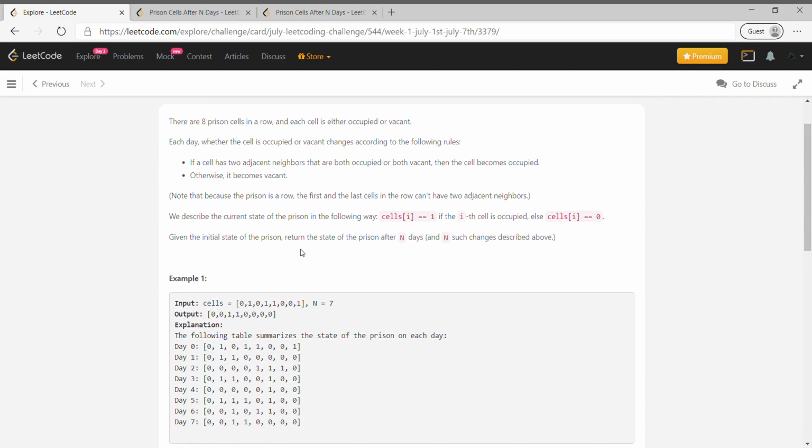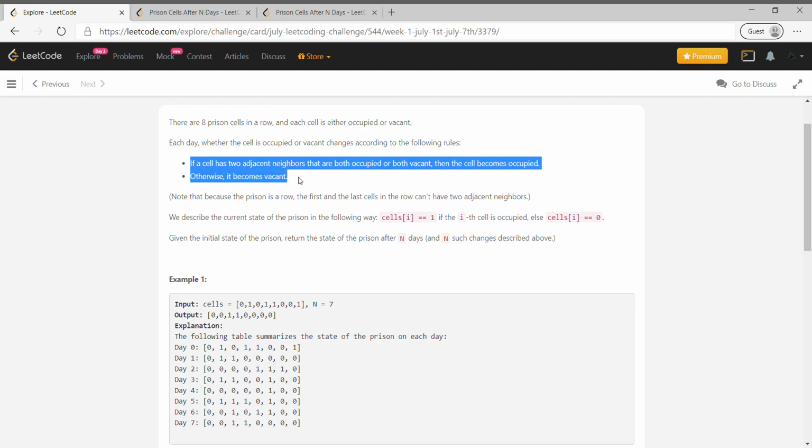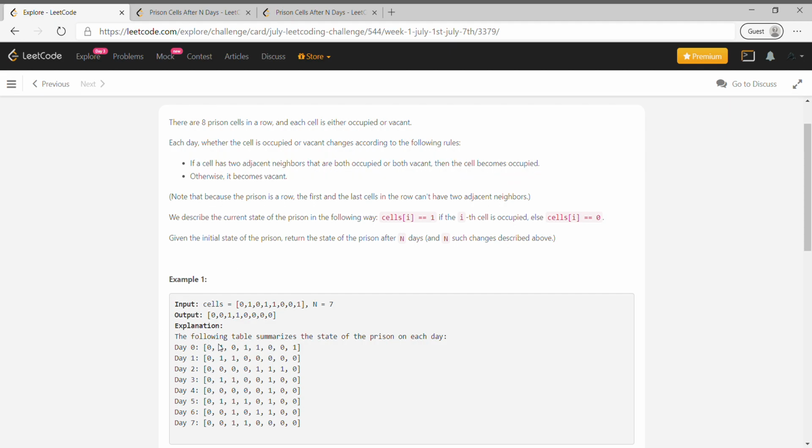Here the main focus is mainly these two criteria which we are given here: if a cell has two adjacent neighbors that are both occupied or both vacant, then the cell becomes occupied. So we need to check for each cell its adjacent neighbors on both sides. Since the first and the last cell don't have two adjacent neighbors, we can simply ignore one of them.